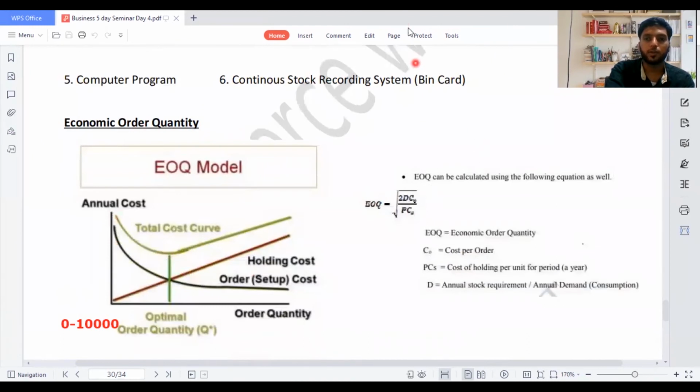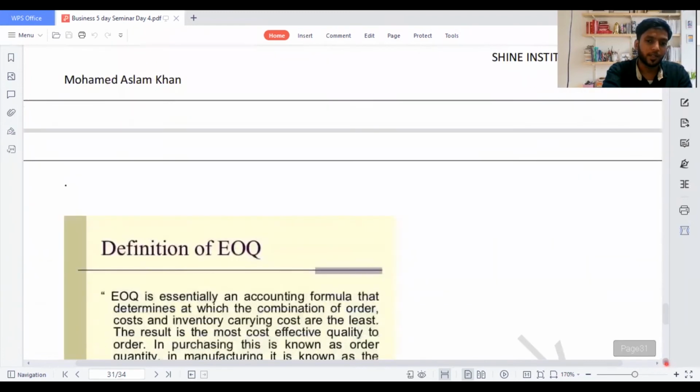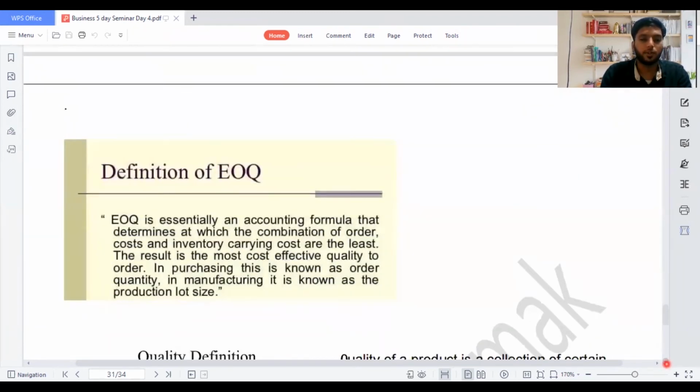What is EOQ? Economic order quantity is where, when your business is holding certain goods, it needs to know how much it costs to hold a particular good. So finding out the actual cost you are carrying when you are carrying out a business is known as EOQ. EOQ is essentially an accounting formula that determines the point at which the combination of order cost and inventory carrying cost is at its least. The result is the most cost-effective quantity to order. In purchasing, this is known as order quantity. In manufacturing, it is known as the production lot size.